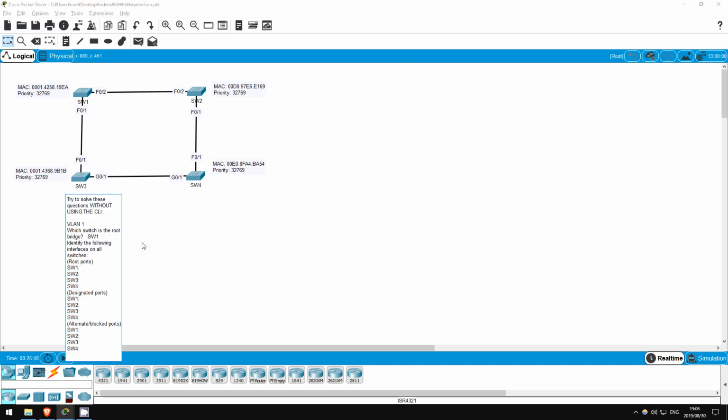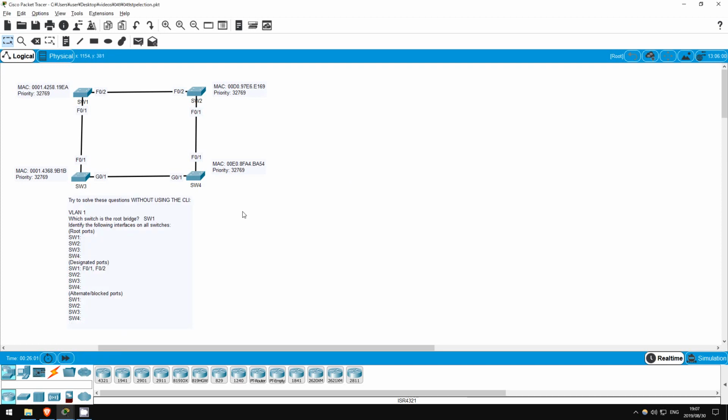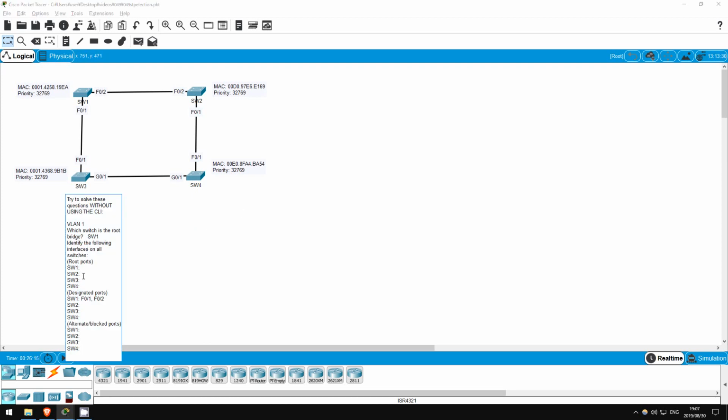Now, on the root bridge, all ports are designated ports, so I'll type those in as well. Designated ports, switch 1, F0/1, F0/2. Okay, now let's continue. Each of the other three switches will set their interface with the lowest cost to the root as a root port. On switch 2, that's obviously F0/2, and on switch 3, that's F0/1. Let me write those down.